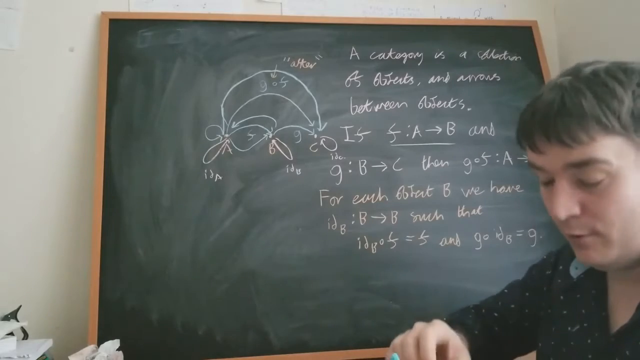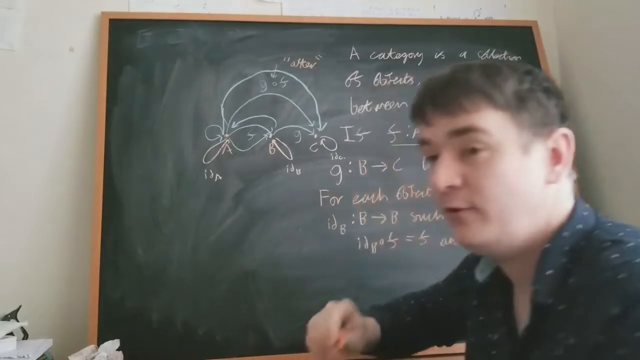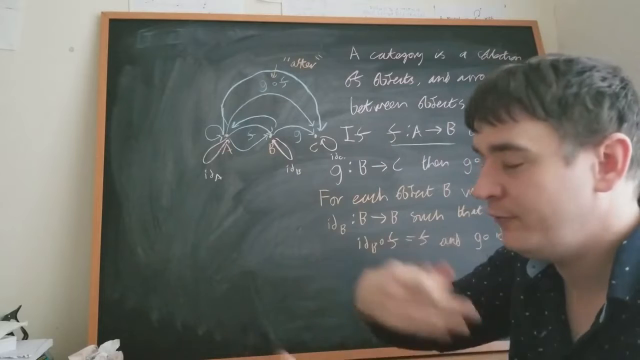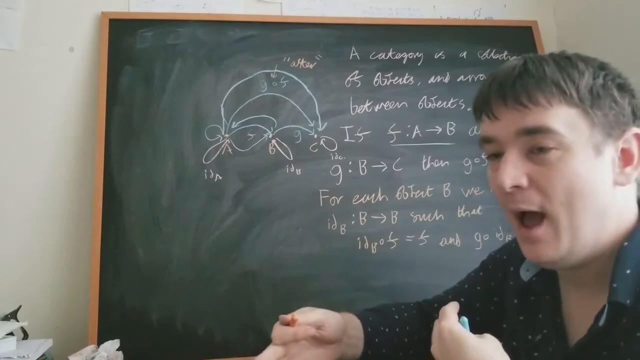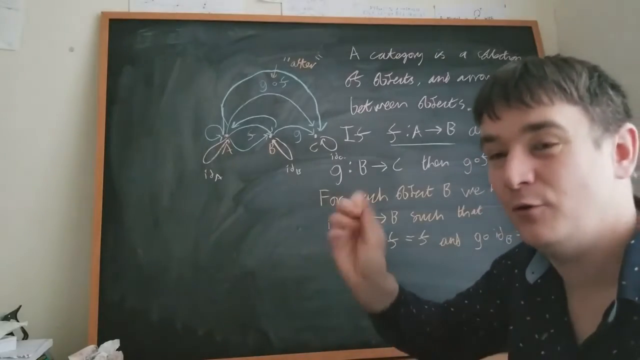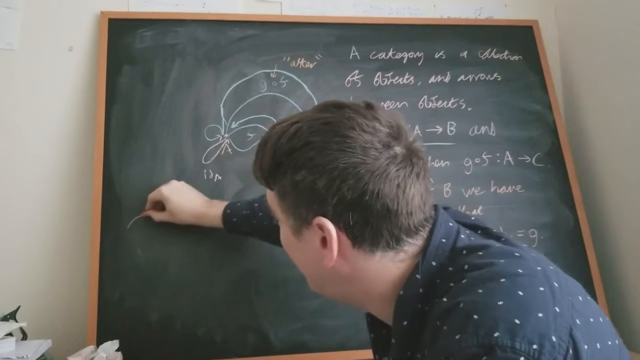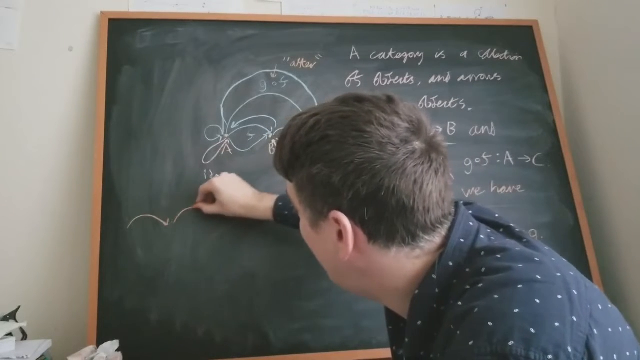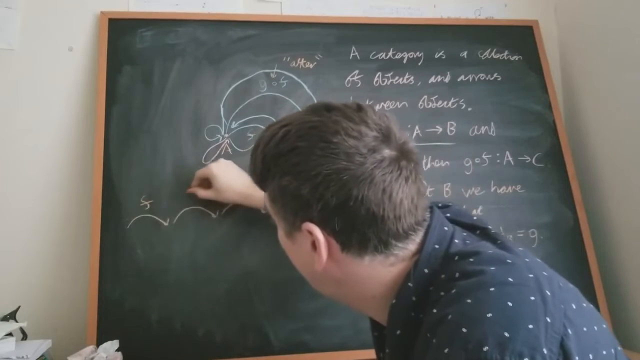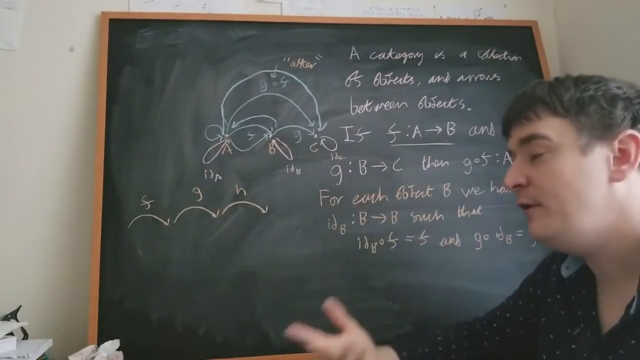Okay, final part of the definition of a category is associativity. We want this arrow composition to satisfy this extra law or extra condition called associativity. So what is it? Basically, let's say we have 3 arrows like this, F, G, and H, and we want to compose these arrows together.